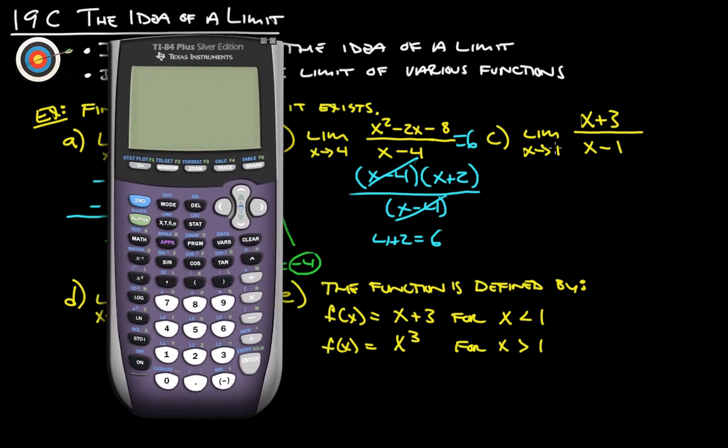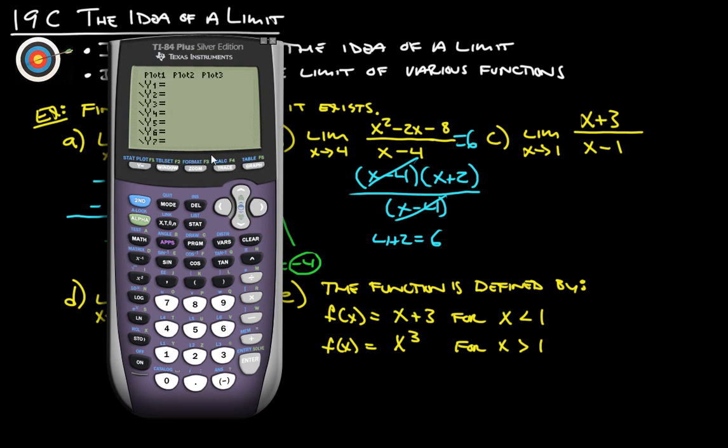Okay, so we got the limit as x approaches 1 of (x plus 3) over (x minus 1). Now this one doesn't factor, so we can't do that nice little trick of trying to factor it and see what we end up with. So that doesn't work. Again, we can do this on the graphing calculator if we want, plug in a couple values, or you can do it again on your scientific calculator.